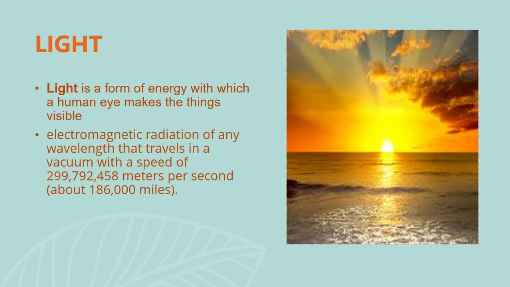Light is also known as electromagnetic radiation. It is nothing but electromagnetic radiation of any wavelength that travels in a vacuum with the speed of 3 lakh meters per second. It is about 1 lakh 86,000 miles per second. As you can see in the picture, this is the white light having different wavelengths.